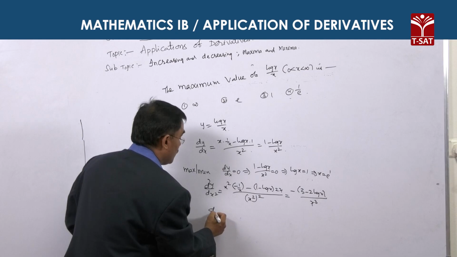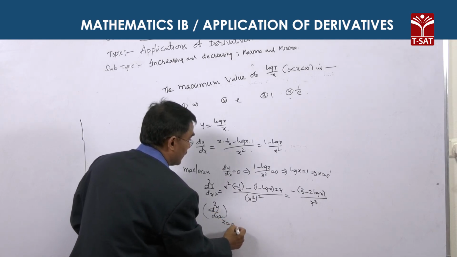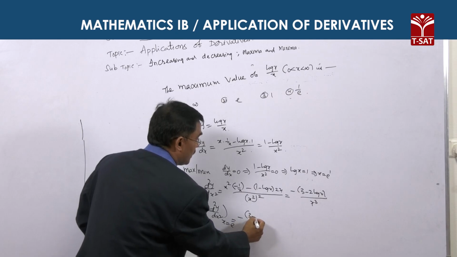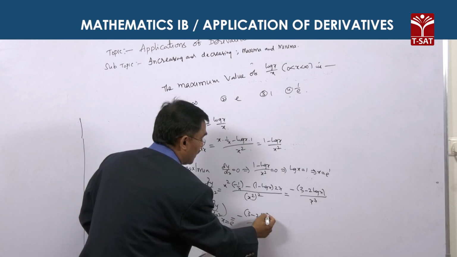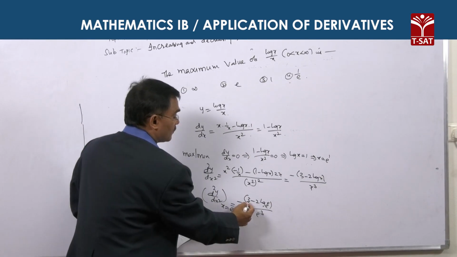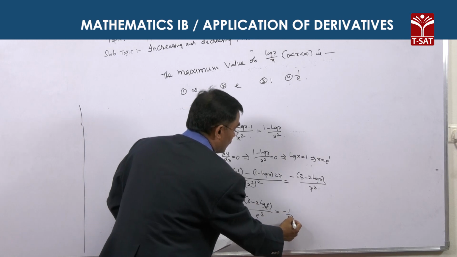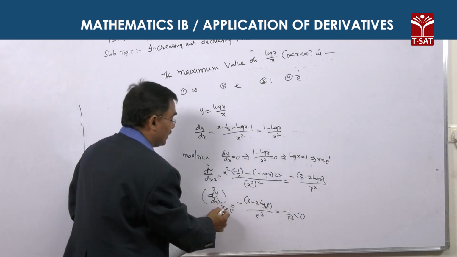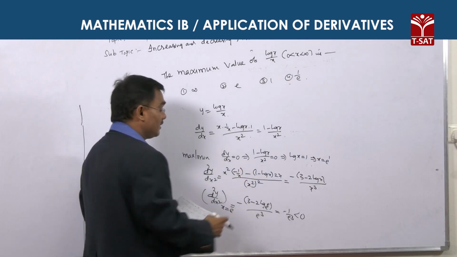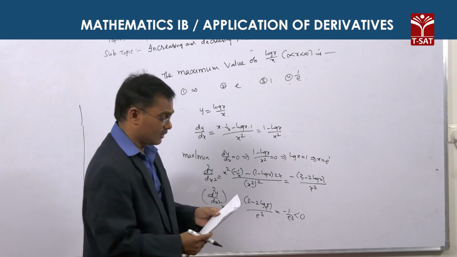So d square y by dx square at x is equal to e is minus 3 minus 2 log e base e by e power 3. Log e base e value is 1, so 3 minus 2 is 1. The value is minus 1 by e power 3, which is negative. Second order derivative at x equal to e is negative, then the function has maximum value at x is equal to e.